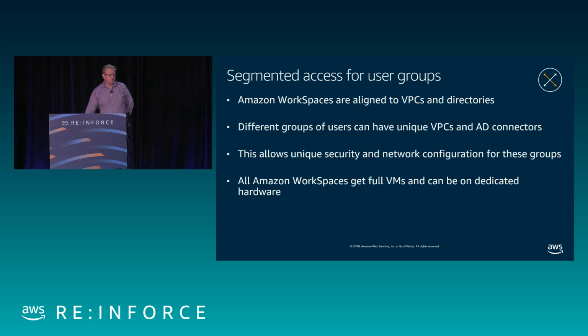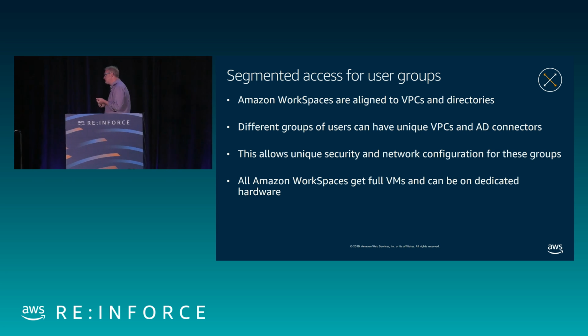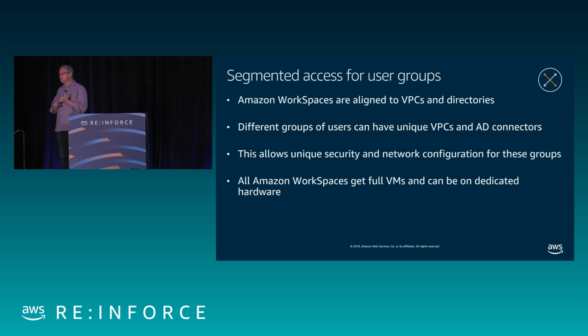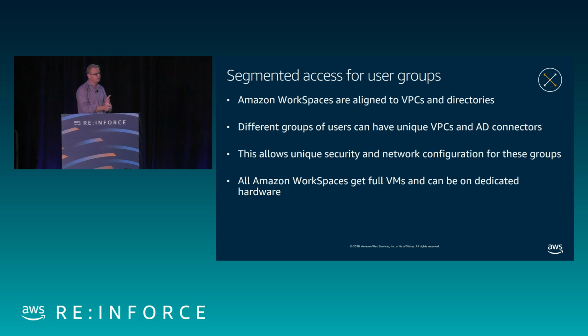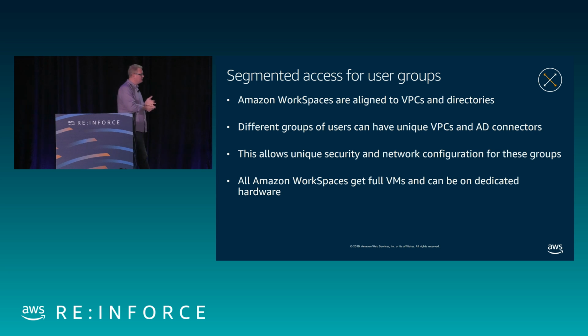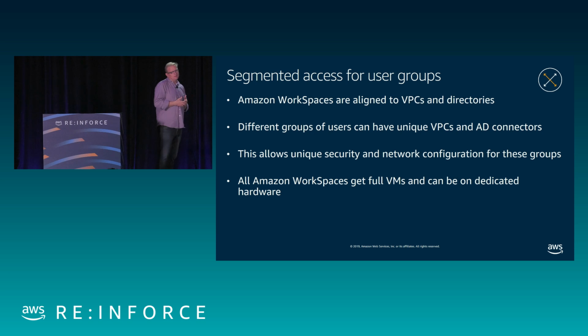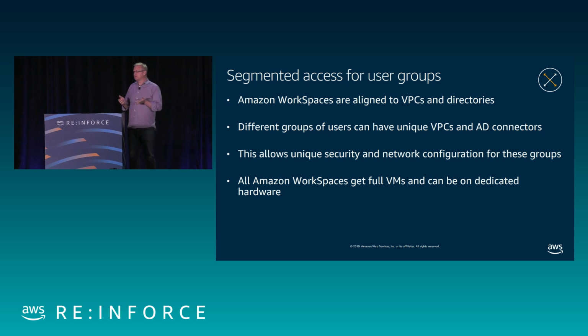All right, third, I want to talk a little bit about segment access for user groups. So Amazon Workspaces are really aligned to VPCs and directories. So when you launch an Amazon Workspace, you're going to define that you want it to be in a particular VPC, and you want to use a particular Active Directory or Active Directory connector to aggregate that workspace, to put that workspace in. So Active Directory access from the cloud for Workspaces can be done in a few different ways.